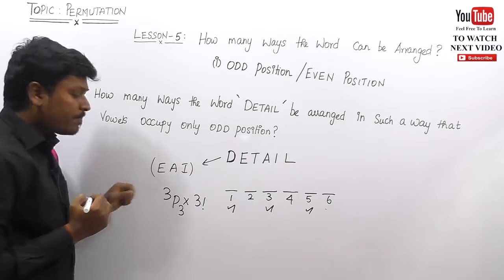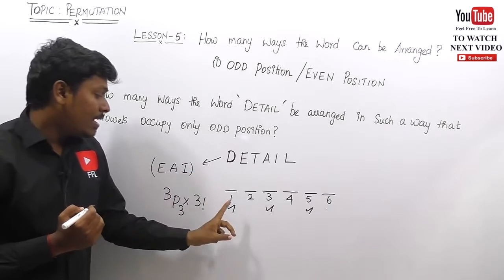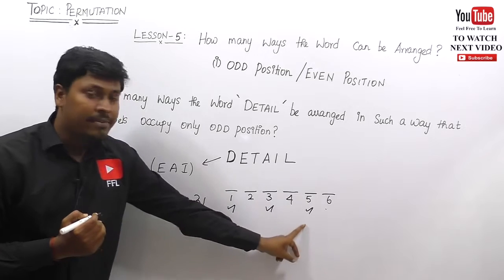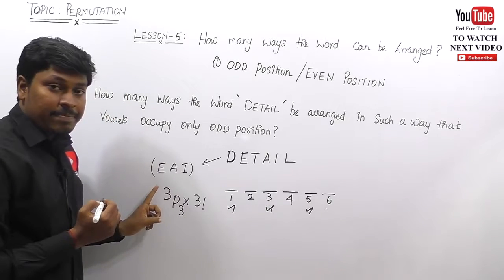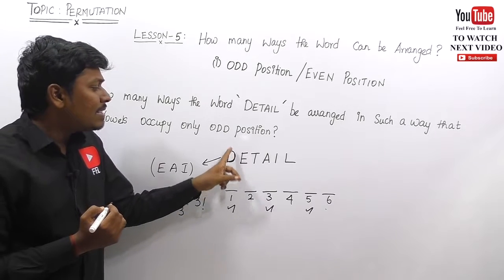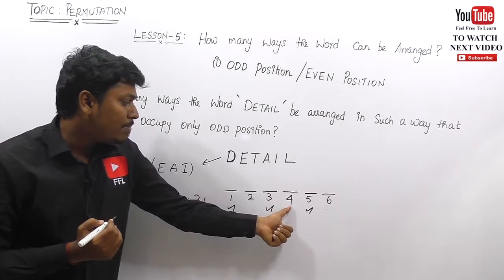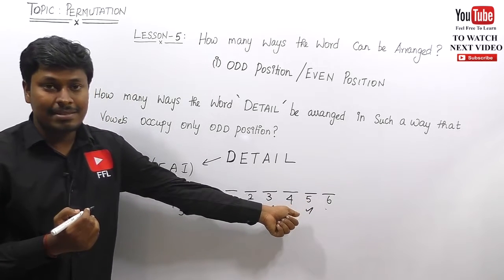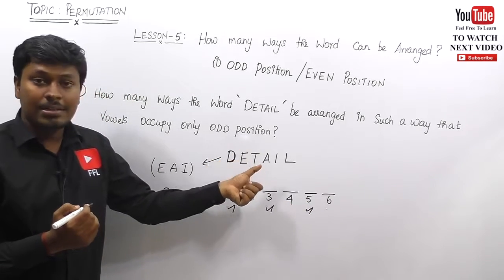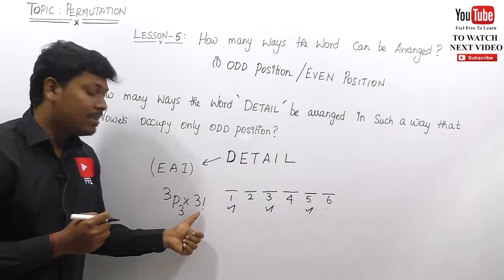Friends, got the logic? These 3 vowels should be placed in the odd positions, right? The odd positions are 1, 3 and 5. So there are 3 letters and 3 odd positions, so 3P3, and the remaining consonants, D, T, L, can be placed in positions 2, 4 or 6. So the remaining 3 consonants can be placed in 3 factorial ways. So the answer is 3 factorial.